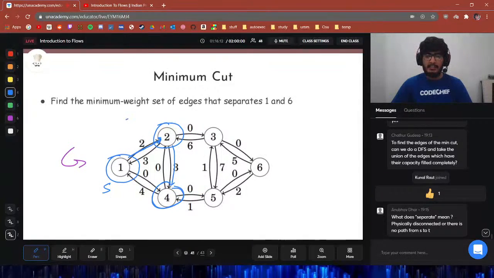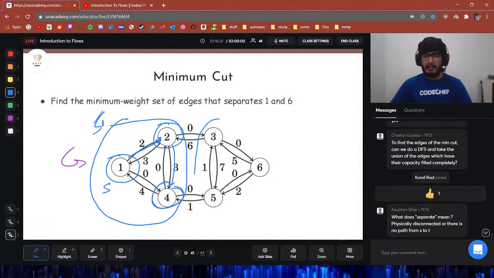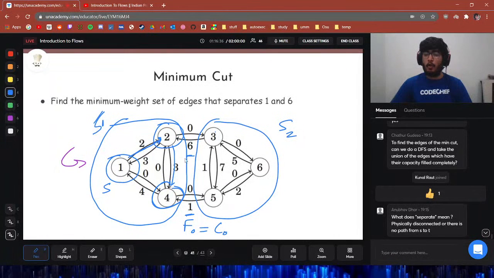So here the set 1 comprises these nodes, and all of the remaining nodes comprise set 2. The edges between them, if you sum them up, give F0 equal to C0. I can also cut between them to get a minimum cut, and this is also the value of the maximum flow. So the final graph in the Ford-Fulkerson algorithm basically gives us a minimum cut which has the value of the maximum flow, F0, which is also equal to C0.